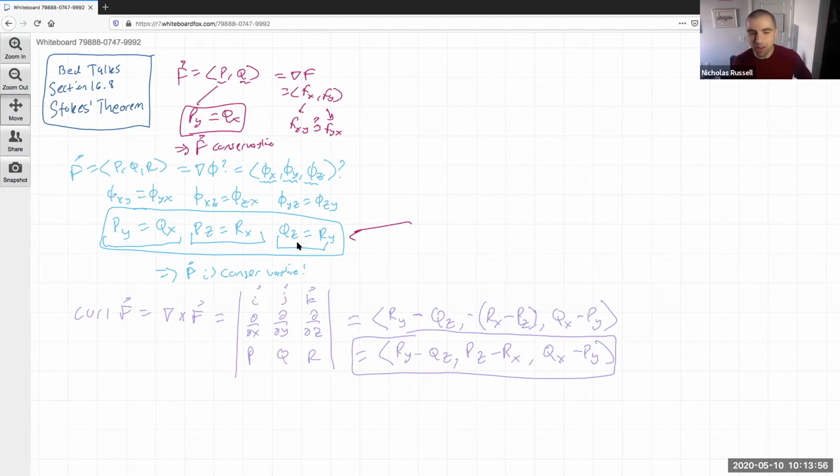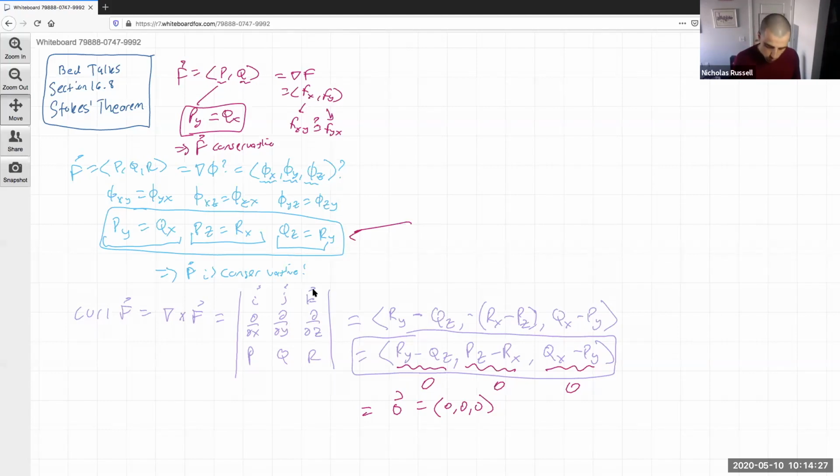If I satisfy all of these, if Qz is equal to Ry, would you agree this is 0? If Pz is equal to Rx, this is also 0. And lastly, if Qx equals Py, this is 0. Which is kind of cool. And so this actually means that this is going to be the 0 vector, or (0, 0, 0), if F is conservative.